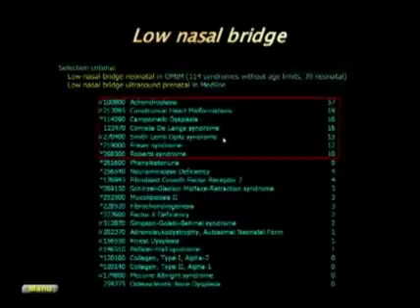Now, low nasal bridge is another way to say absent nasal bone. This is what the dysmorphologists use. You can see a lot of syndromes, 140 syndromes without age limit, and 39 that are present in the neonate. And in this list, trisomy 21 is not even listed. The reason for that, as you remember, is that OMIM does not deal with chromosomal anomalies. But of course, trisomy 21 and several of the other aneuploidies have low nasal bridge.